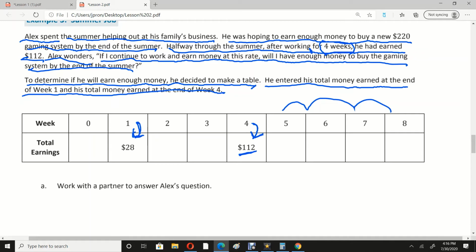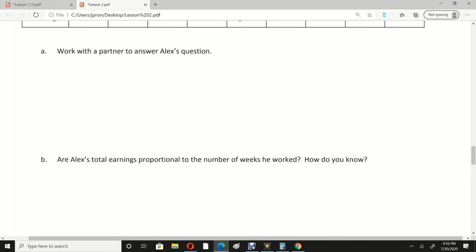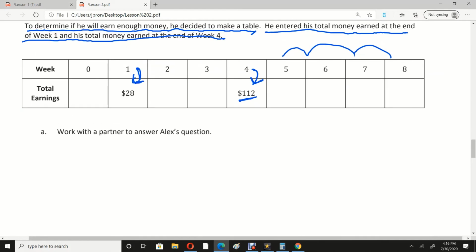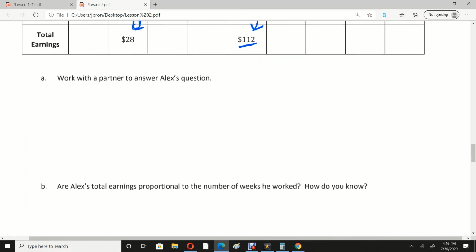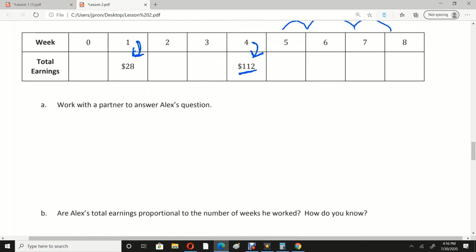So why don't you take a minute with your partner and/or independently and see if you can come up with an answer. Is he going to have enough money, or is he not? Show your work. All right, so those are some very interesting answers.